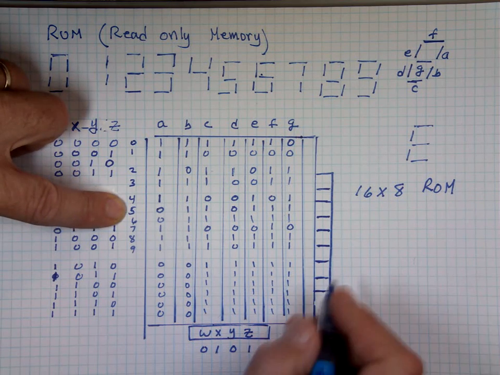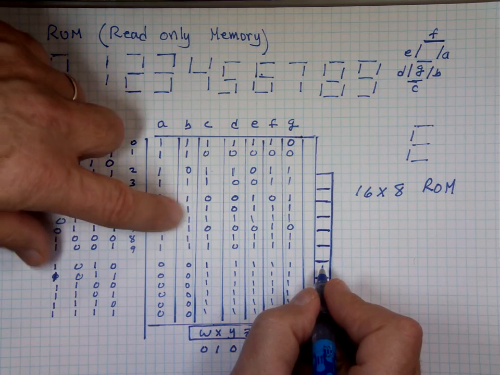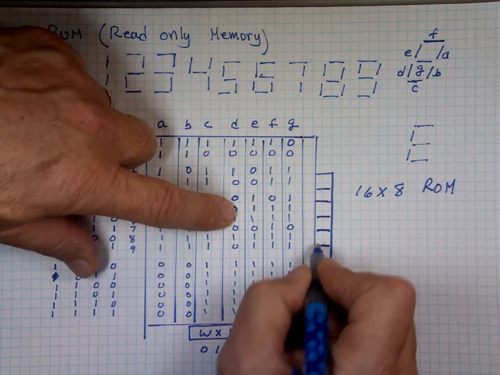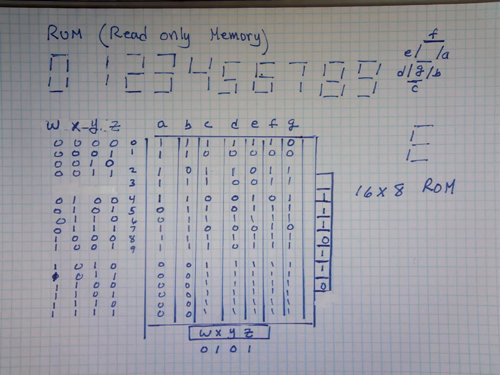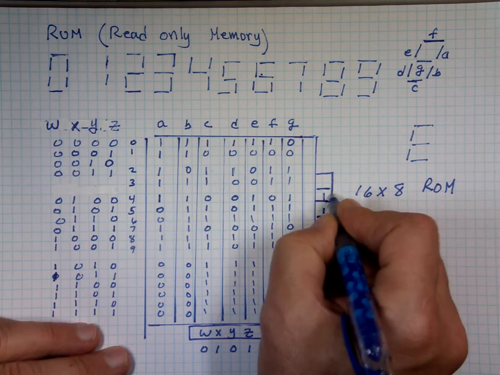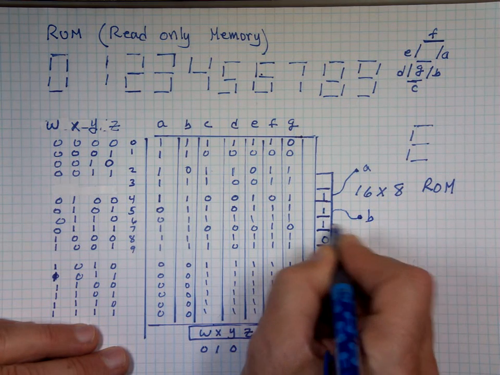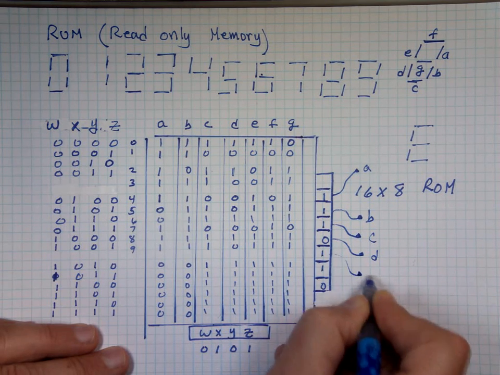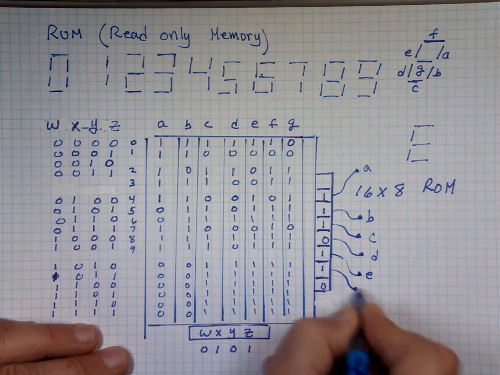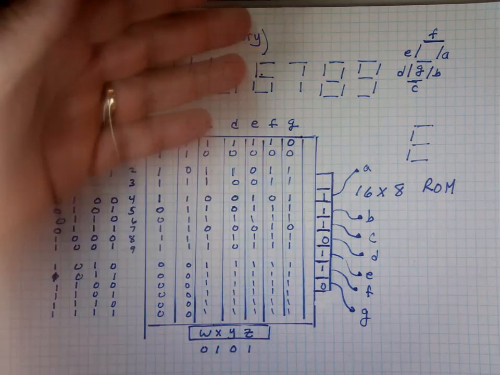So that'll be what? 0, 1, 1, 0, 1, 1, 1. I'm not using that one. So this will be attached to A. This will be attached to B. This is your C. This is your D. This is your E. This is your F. And this is your G. Notice I'm not using the first one, so I could care less what they put in it.